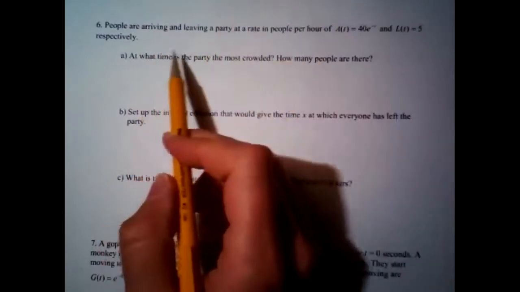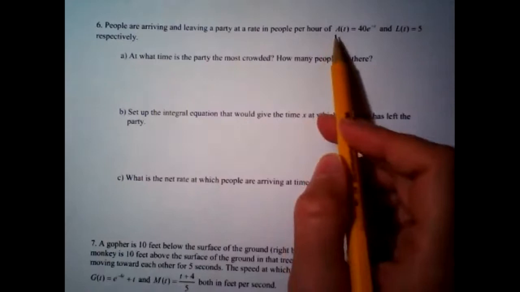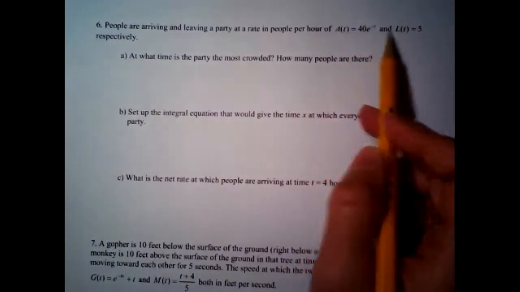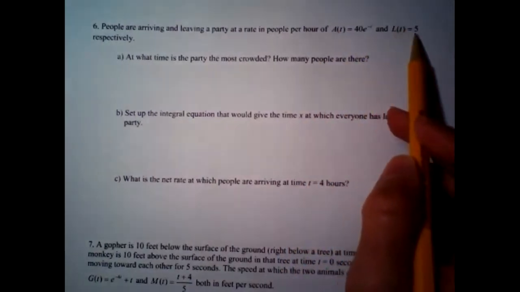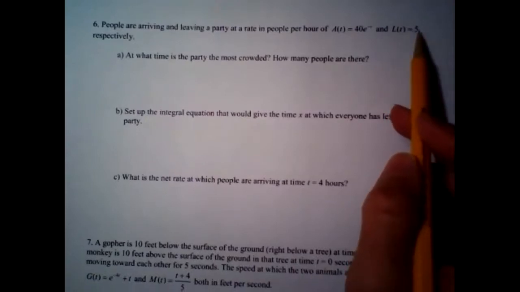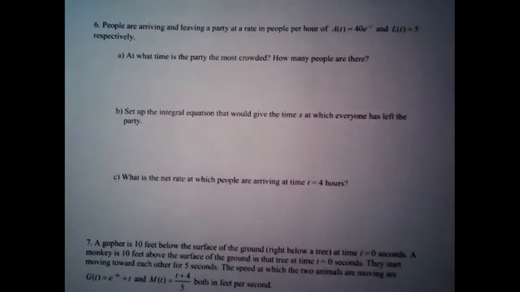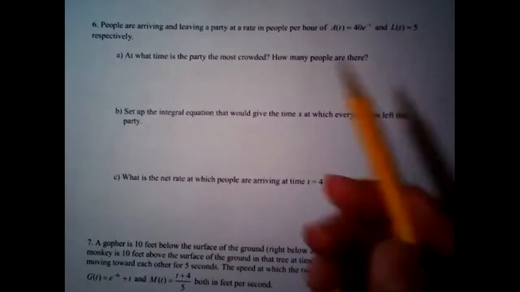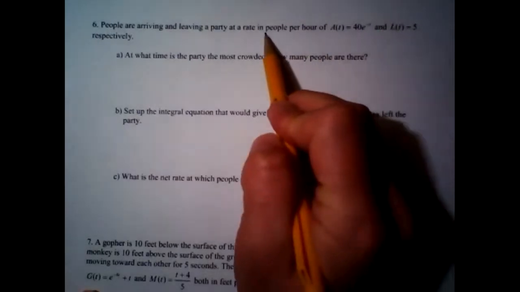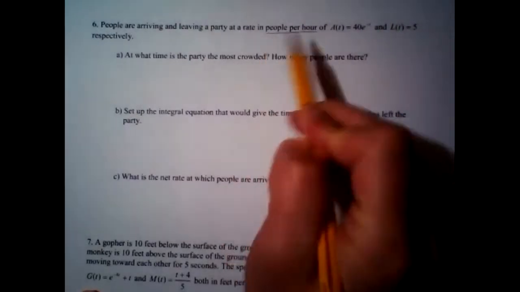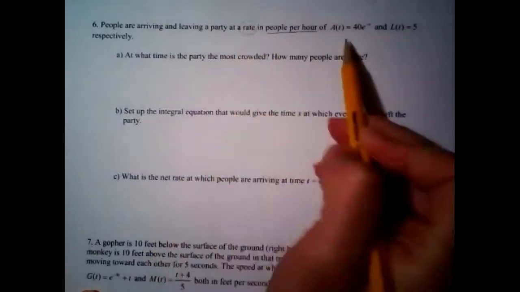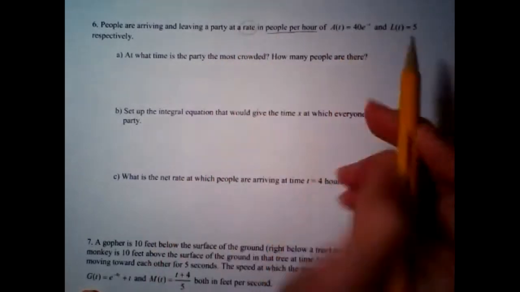So this one's about a party. The rate of people arriving is the A of t function, and leaving is L of t. That's just 5, that's constant. So the rate at which people are leaving is 5 people per hour. And again, it's something per something else because it is a rate. These are both rate functions. So rate in, rate out.